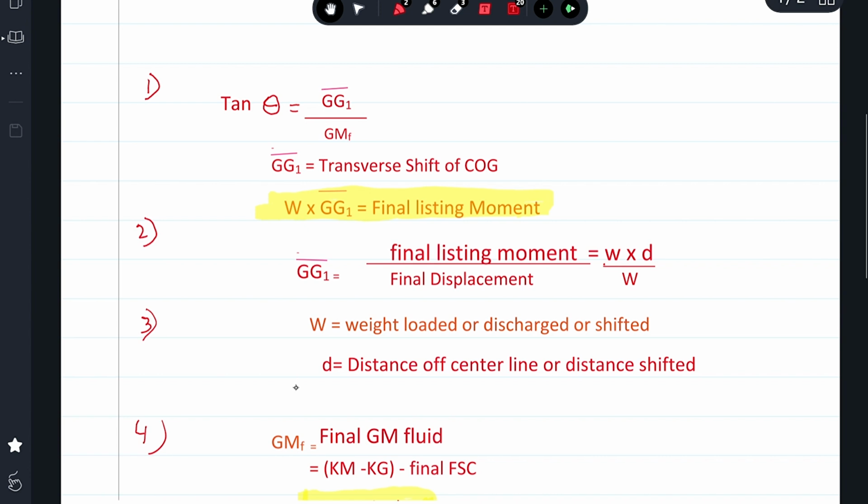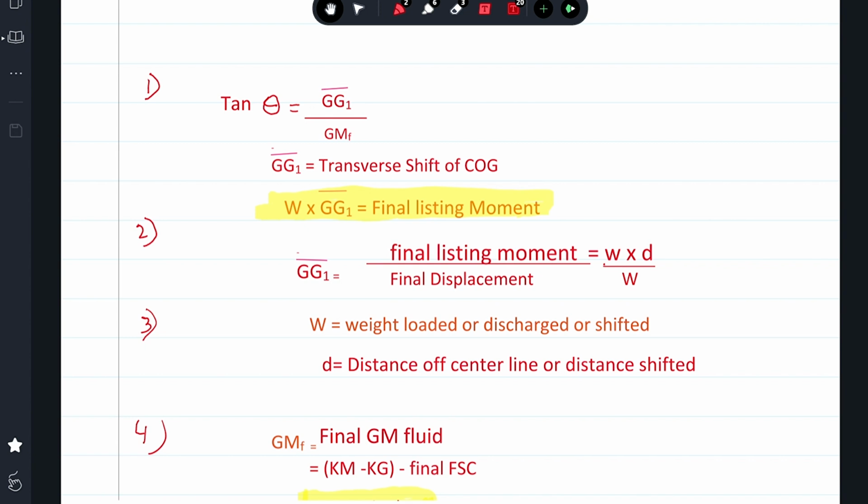If there are several weights, some loaded on the port side, some on the starboard side, some discharged, in that case we make a tabular method. We write individual weights multiplied by their distances from the center line, and if the weight is causing listing moment to port, we write under the port. If it is causing listing moment to starboard, we write under the starboard. We make two columns, for port and starboard.